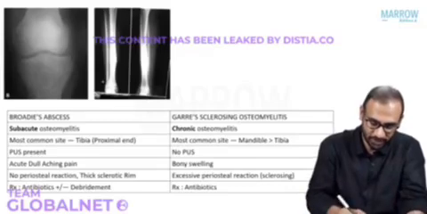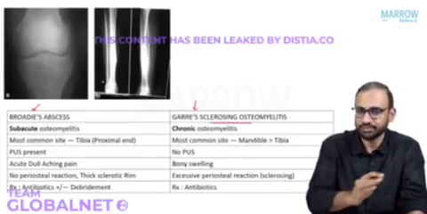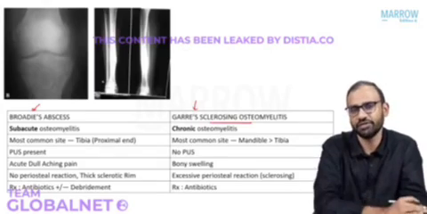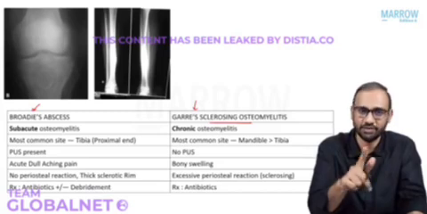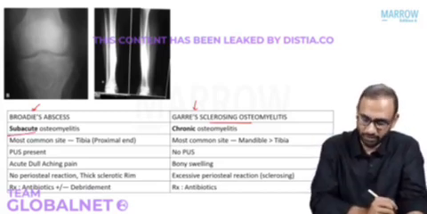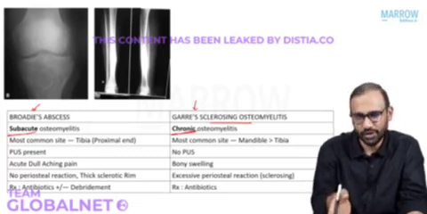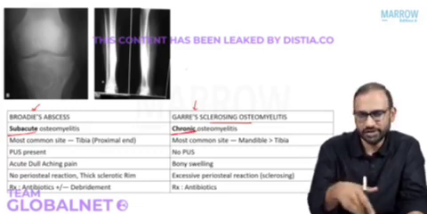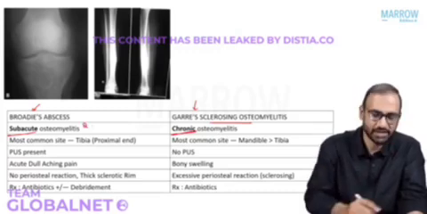So there are two types. One is Brody's abscess. The other is Garre's sclerosing osteomyelitis. Both of these are slightly different from acute and chronic osteomyelitis in terms of they will have no sinus and there will be no sequestrum. Brody's abscess is subacute type of osteomyelitis, whereas Garre's is chronic osteomyelitis. Again, this is based on the duration, right? Brody's is 2 to 4 weeks and Garre's is more than 4 weeks. Not very important, but sometimes they ask you as an MCQ.